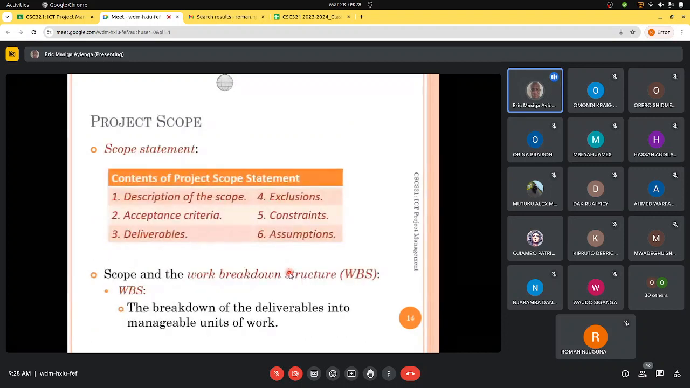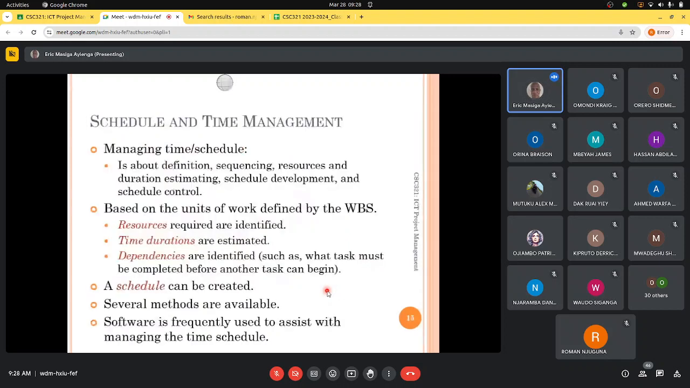Now, in work breakdown structure, you have all the tasks that are required in the project. You put them down in a diagram, and we shall see how we put down that diagram. So in the work breakdown structure, the resources required are identified, the time durations are estimated, the dependencies are identified. Now, dependencies are, we know that certain tasks can only occur after certain tasks.